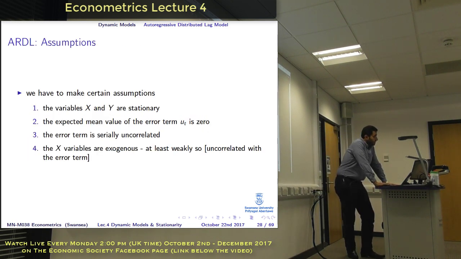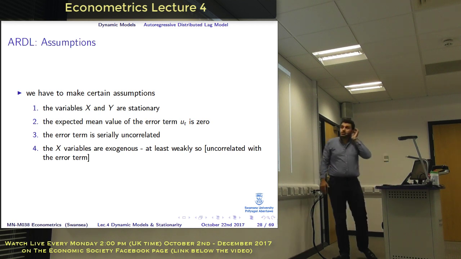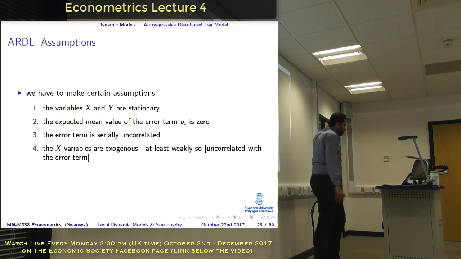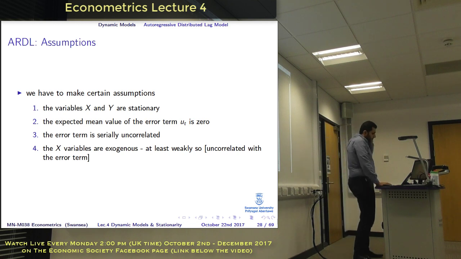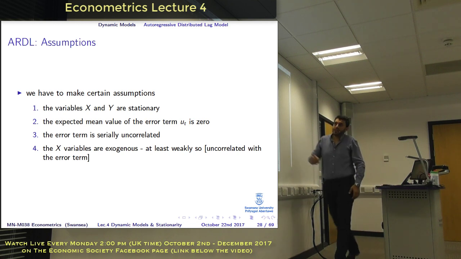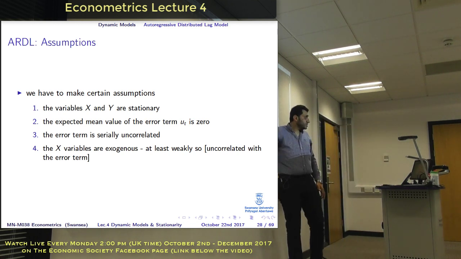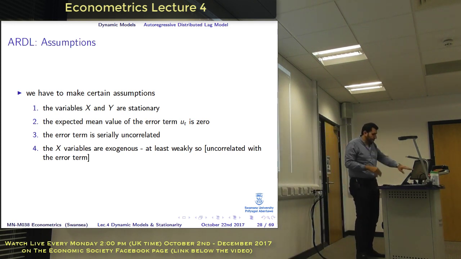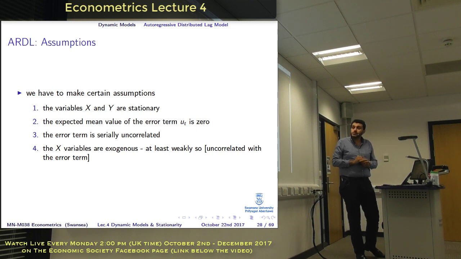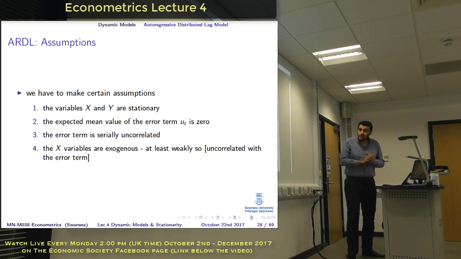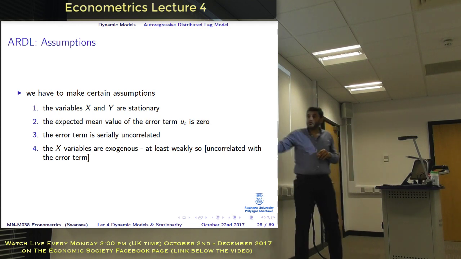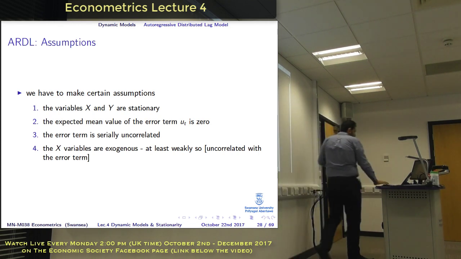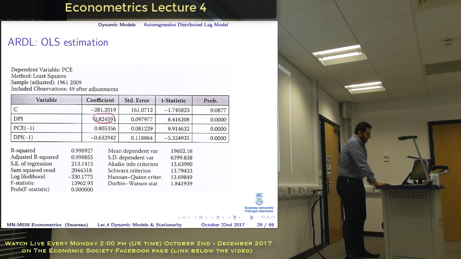There are some assumptions that we need to satisfy if we're going to estimate this model. One is that X and Y are stationary, and this is what we're going to discuss in the next half of this lecture. The expected mean value of the error term ut is 0, the error term shouldn't be serially correlated, and the x variables here are exogenous. Okay, so let's look at the estimation now.